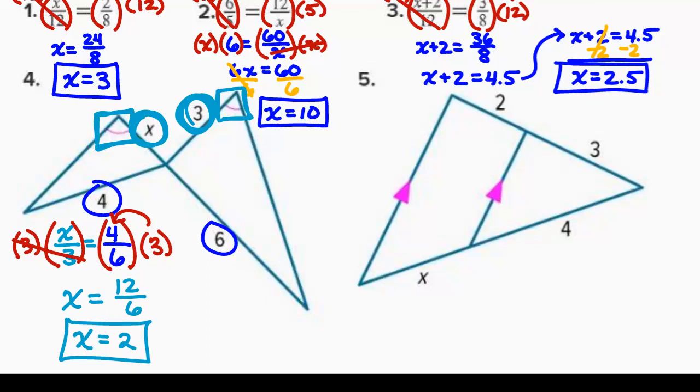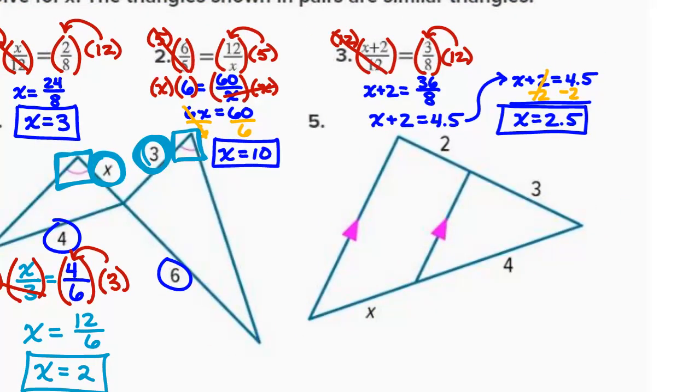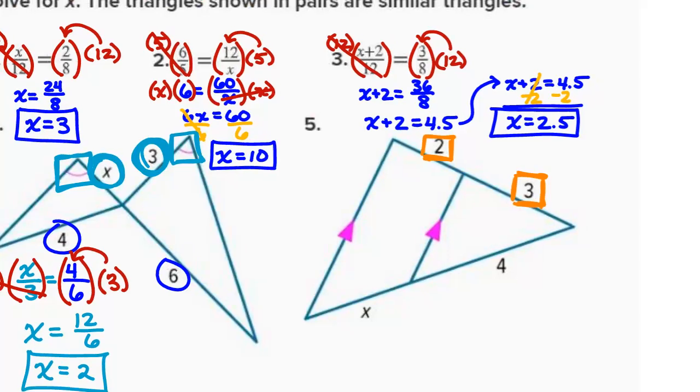Number 5, very last problem. Does anybody have an answer for this one? 2.6 repeating. Yes. Okay, so on this one, there's a couple ways you could go about setting it up, but my personal opinion is that the easiest way is to match up and stay on the same side. So I would need to make a fraction with the 2 and the 3.